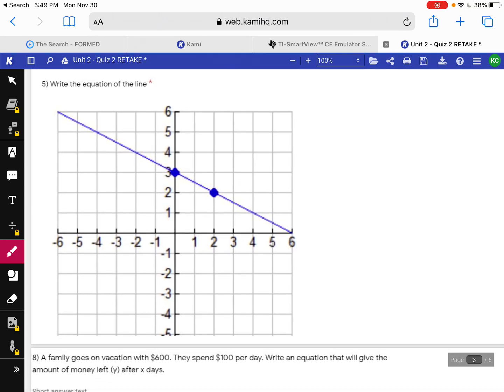Write the equation of the line. Again, find your y-intercept, which is the b value. Find slope, which is your m. What is the y-intercept? If you said 3 again, you are correct. What is slope?